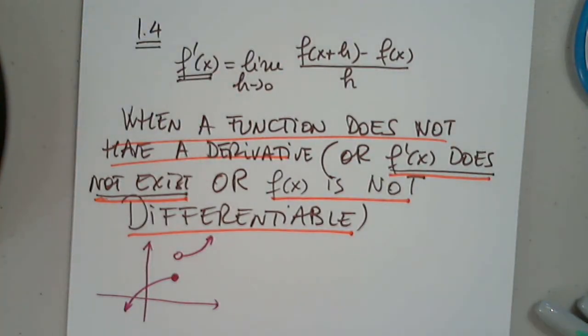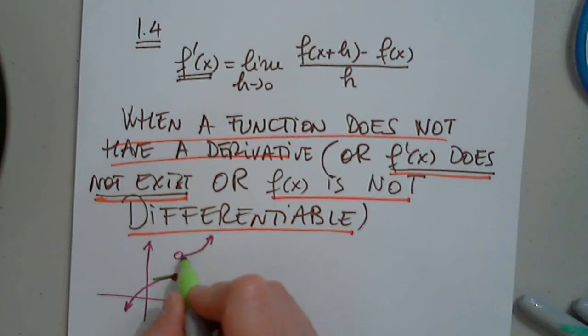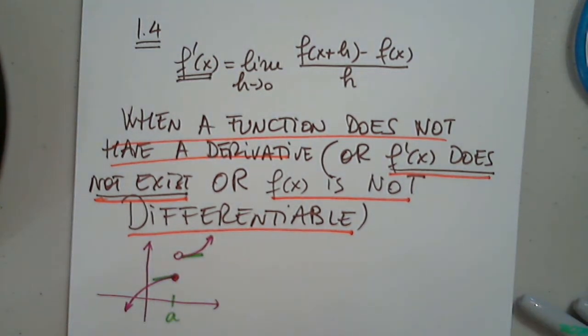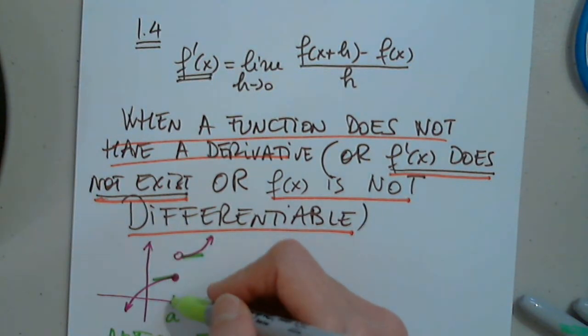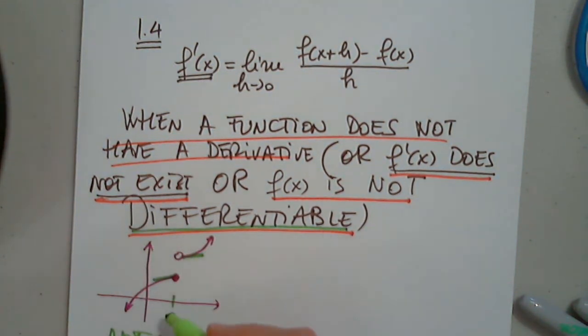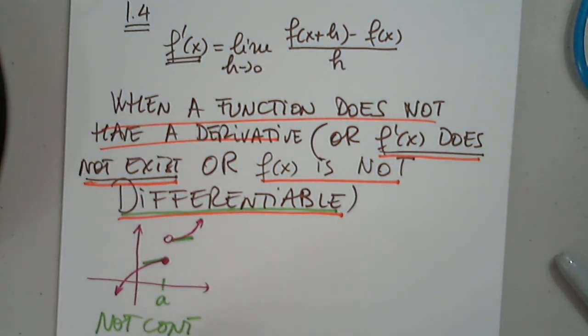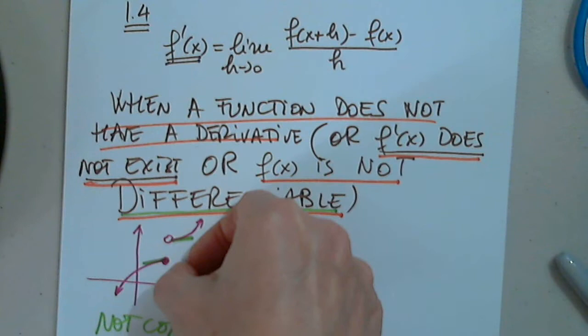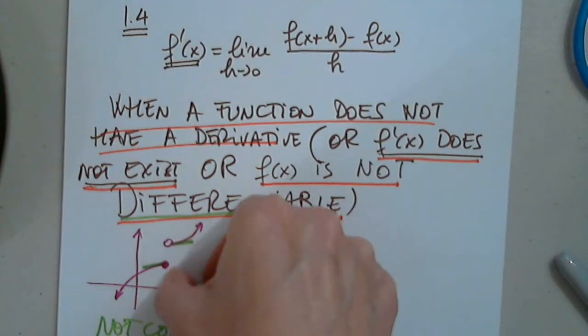So here are the examples. Look at this point when x is a. I have a tangent here and a tangent here. Two tangents. So this is not continuous. If it's not continuous, the derivative at this point does not exist. The function is not differentiable at a because it's not continuous. If it's not continuous, it cannot be differentiable at that point. It's differentiable everywhere here, but not at this point.